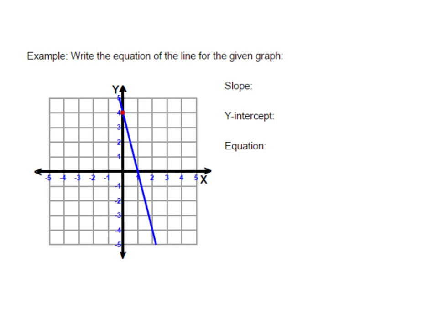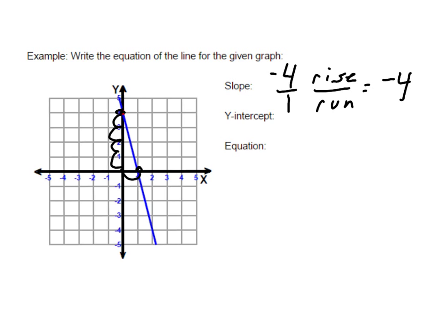And in this last example, again, I've got to find a couple of points here. Well, I've got one right here, and it looks like I got another one right about here. So my rise, I'm going down 1, 2, 3, 4. My run is 1. So my slope is -4 over 1. Remember, that's my rise over my run. And that ends up being just -4.